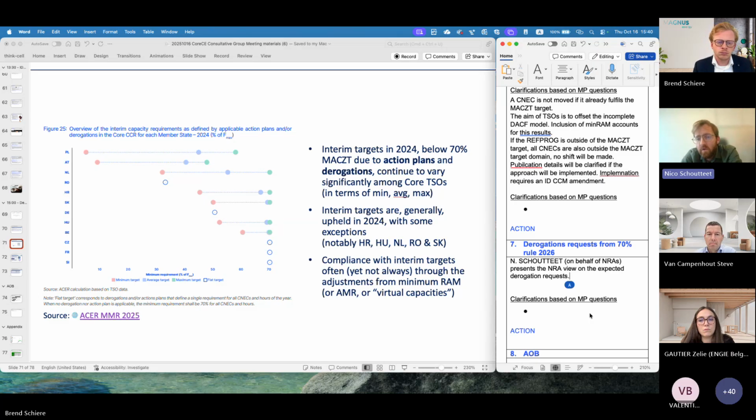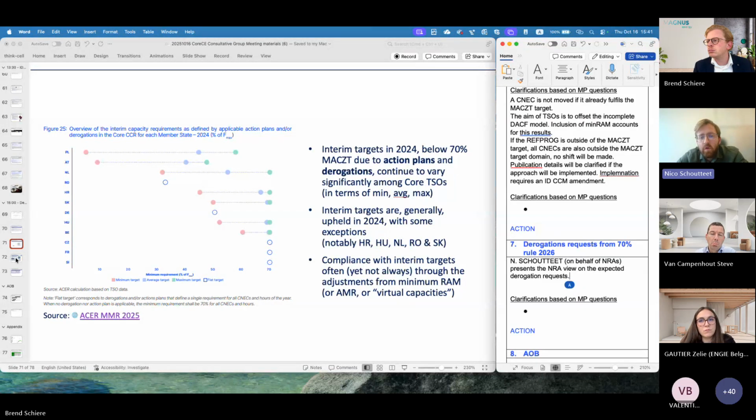There's a large difference with regards to what the targets are, with regards to what the ambition levels are, and with regards to how easy or how difficult it is to achieve compliance with the 70% plus derogations plus action plans requirements. So that being said, in a subsequent step, obviously, actual compliance with these interim targets is also analyzed. There, in general, we see improvements. We see that in general, most of the time, with some exceptions, these are quite frequently met.